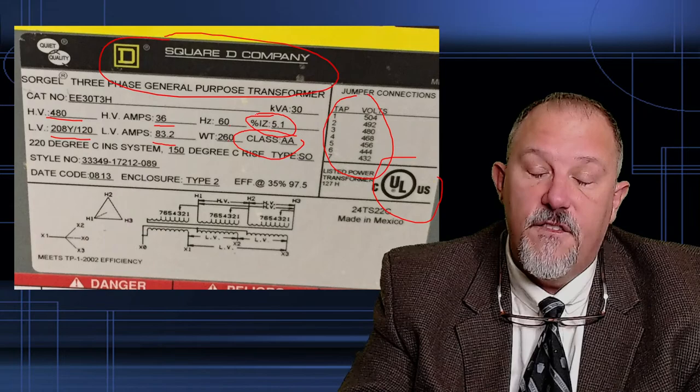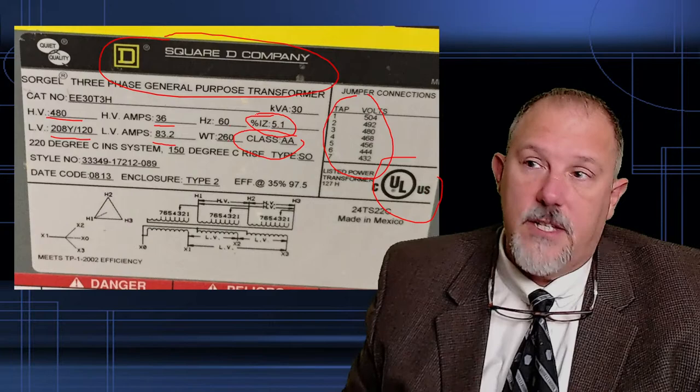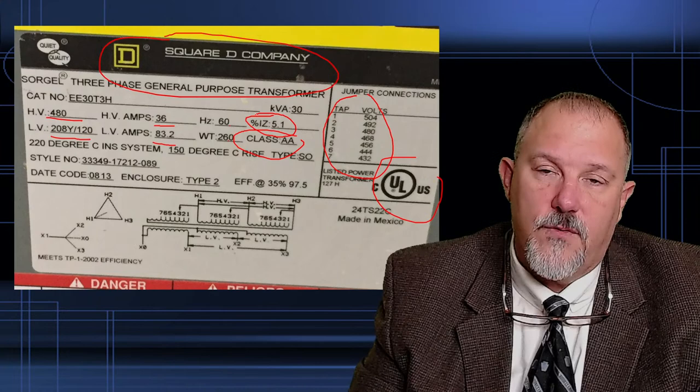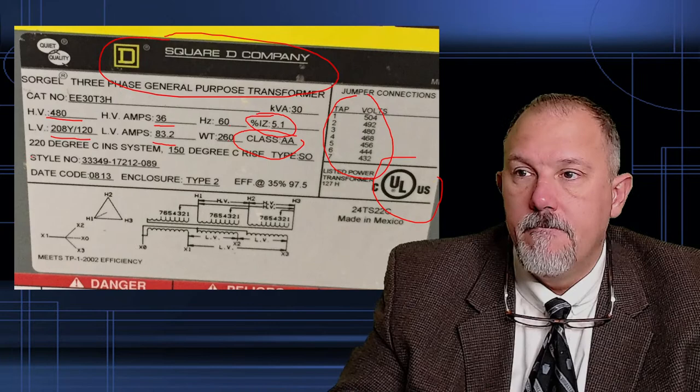So if I'm doing a short circuit calculation, if I'm doing an arc flash analysis, and I need to know my minimum and maximum available fault currents, I can vary this. That number is not absolute. If this is a 5.1% impedance transformer, it could be anywhere from 90% to 110%. All right, what else we got on here?